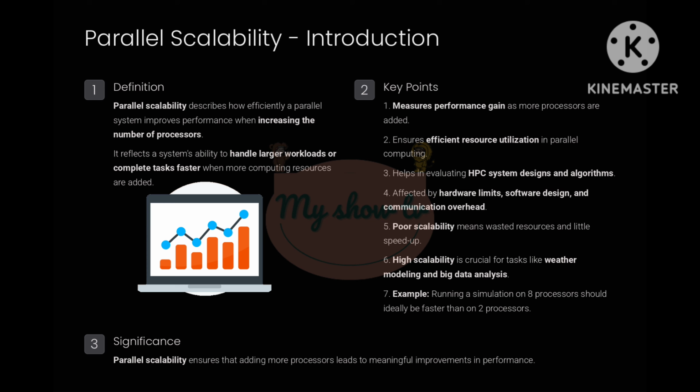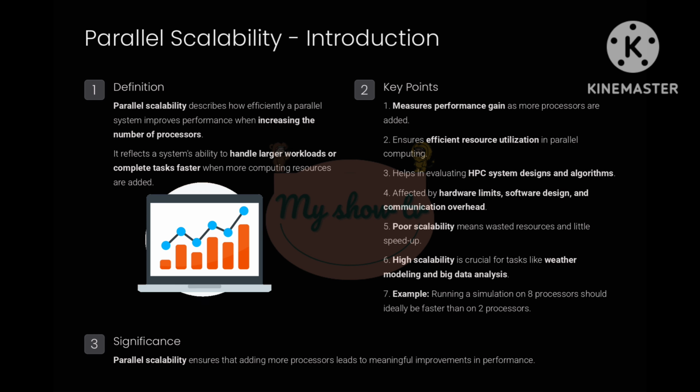Parallel Scalability Introduction. Hey everyone, today, we are going to discuss parallel scalability, which is an important aspect of high-performance computing. Parallel scalability refers to how efficiently a parallel system improves its performance when we add more processors to it. In simple words, if we increase the number of processors in a system, we expect our program or computation to run faster. But how well this actually happens is what we call scalability.